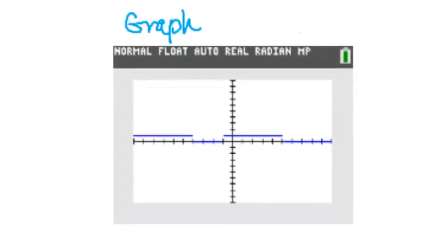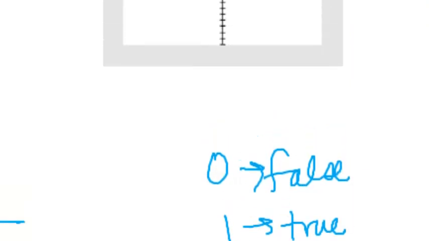But when you graph, what's happening is it's going to be horizontal pieces either at 0 or 1. Think about Boolean algebra. 0 means false and 1 means true. So think about where it's turned on or turned off.